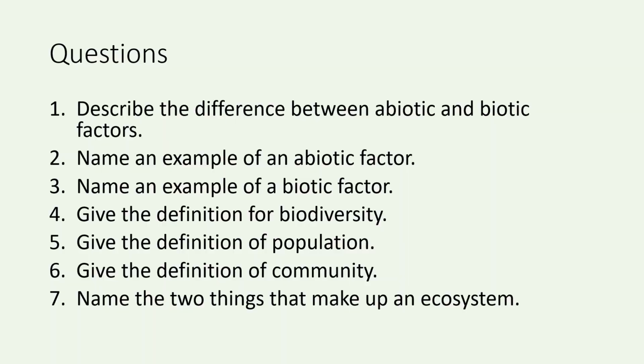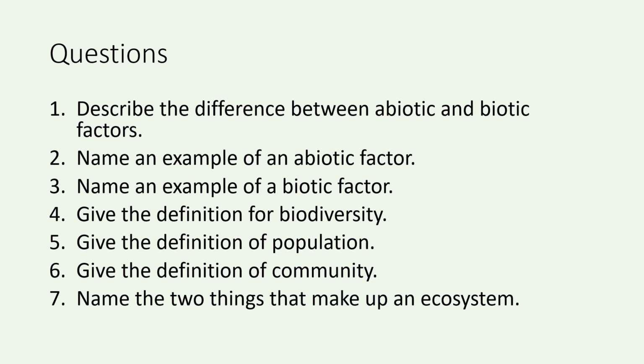So to make sure that you've been successful in your learning, try to answer all of these different questions. So the first question is to describe the difference between abiotic and biotic factors. Second is to name an example of an abiotic factor. Third is to name an example of a biotic factor. Then give the definition of biodiversity, the definition of population, the definition of community, and then name the two things that make up an ecosystem. So pause the video and try to answer all of that before I go over the answers.